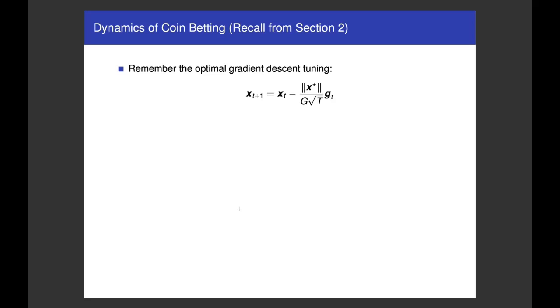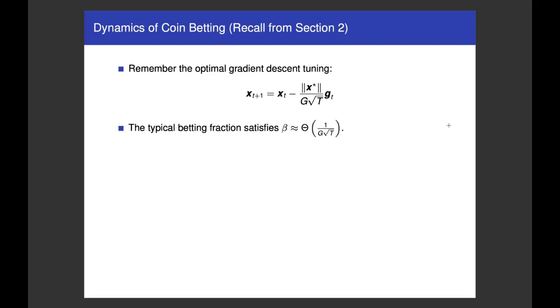So I gave some intuition that we're using these global convexity properties, so maybe it's a bad idea. Let me give some intuition to say that it might actually be a reasonably good idea as well to use parameter-free algorithms for non-convex models. So this is going to recall some argument that Francesco presented in section 2. Let's remember that the optimal gradient descent tuning looks like a learning rate with norm of x star over G root T.